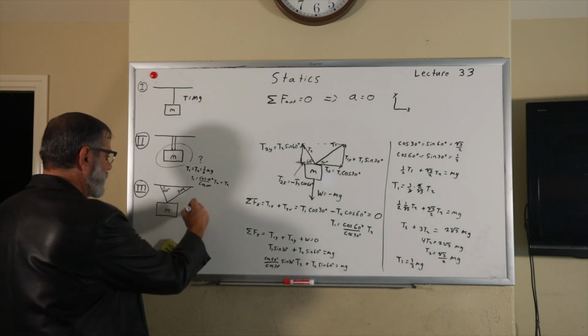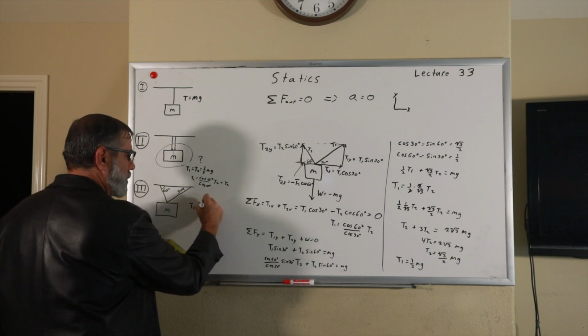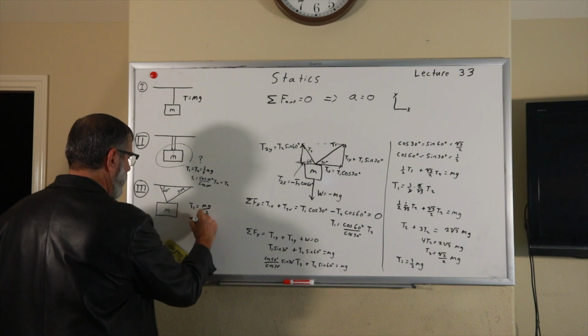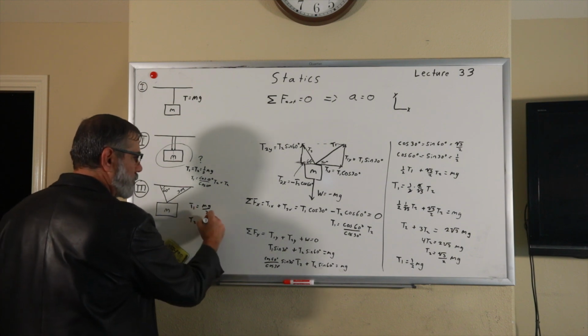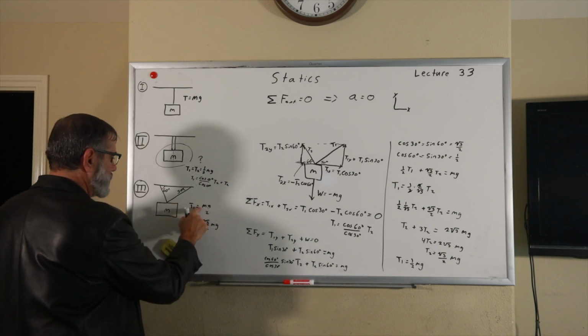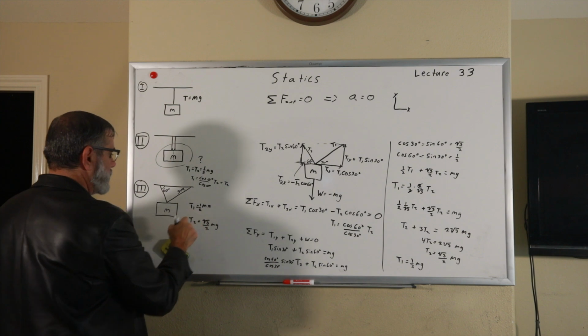Okay? So now we've got the tensions for this one. T1 is equal to mg over 2. And T2, the tension in the second line, is equal to the square root of 3 over 2 times mg. Actually, I'll write this as 1/2 times mg.